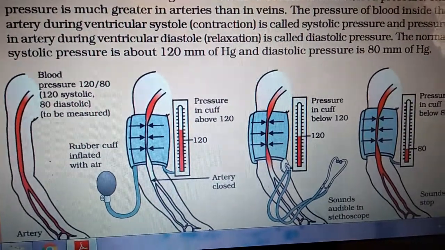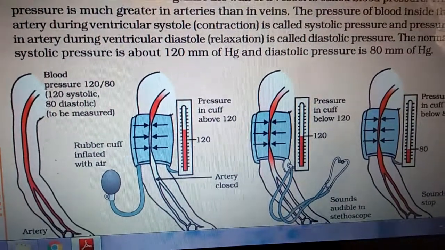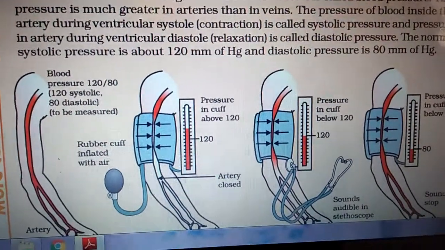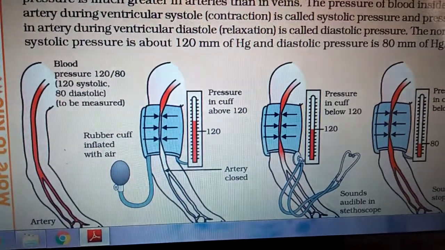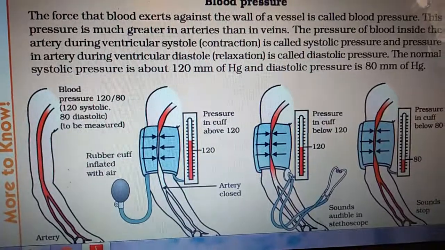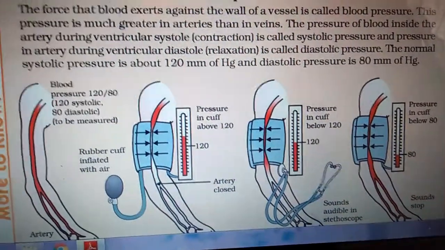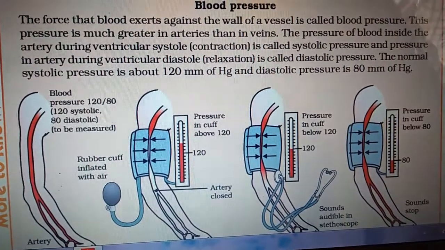When the pressure of the blood increases above 180 mm, it is called hypertension, and when it decreases below 80, it is called low BP. A person suffering from high BP, meaning the systolic pressure is greater than 120, has to go under medication.